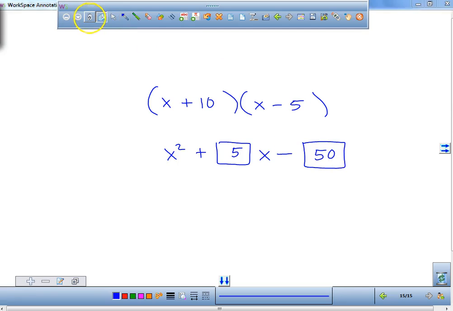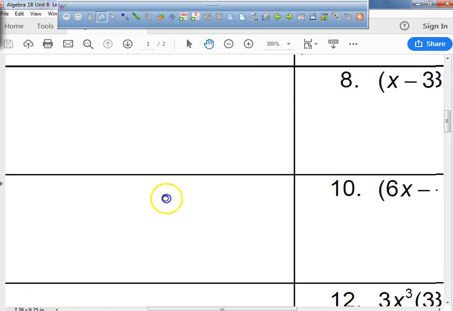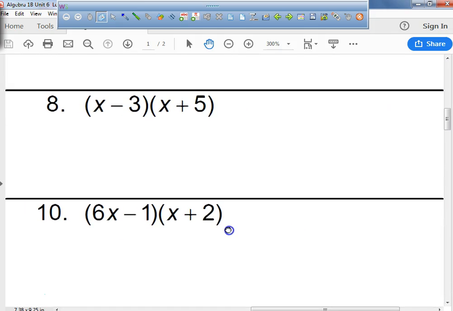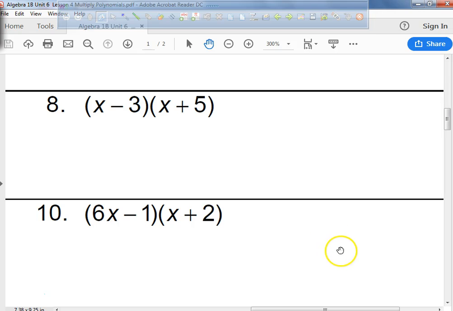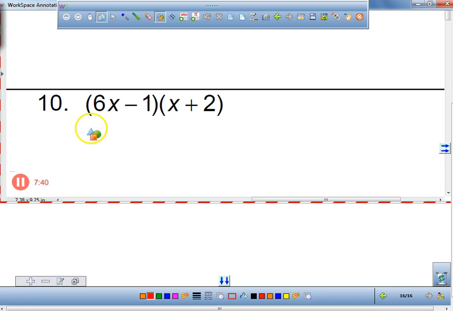Now, what we're going to do next is go down to number 10. We're going to do number 10, then we'll go back and do number 9. But we're going to do something different here. Here's what I'd like you to do. In problem number 10, I would like you to make a rectangle.